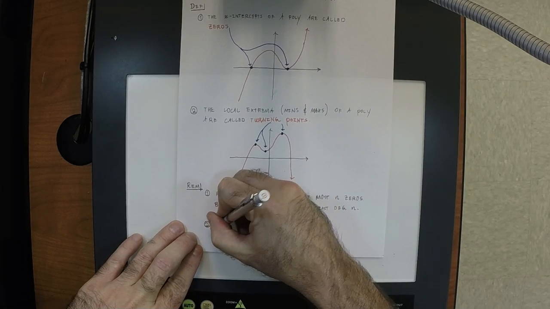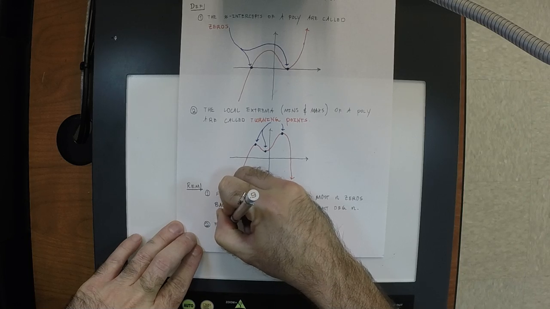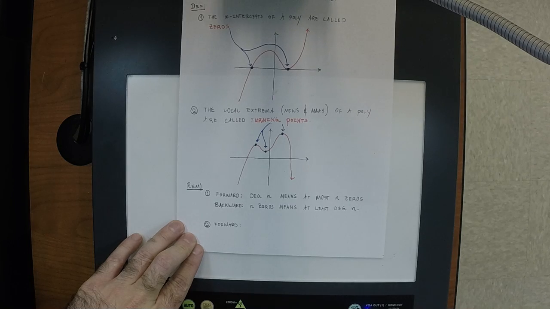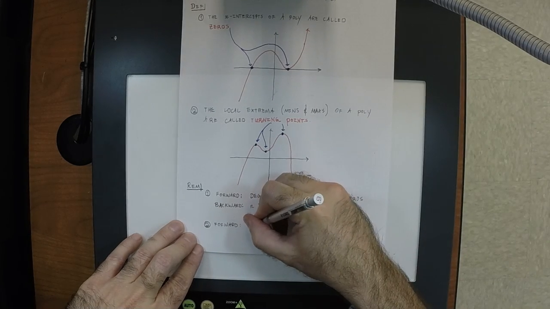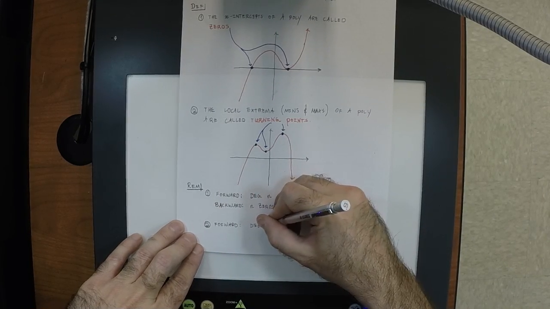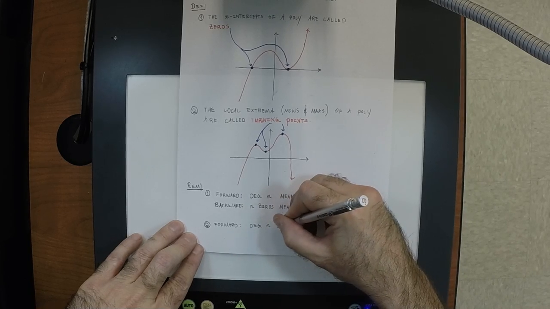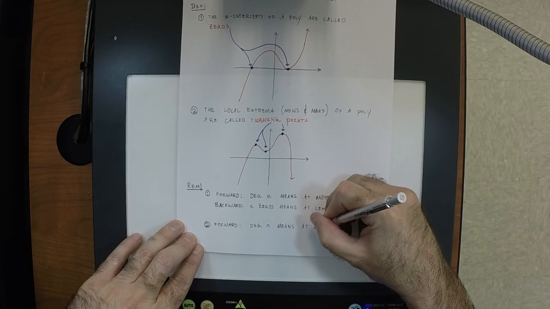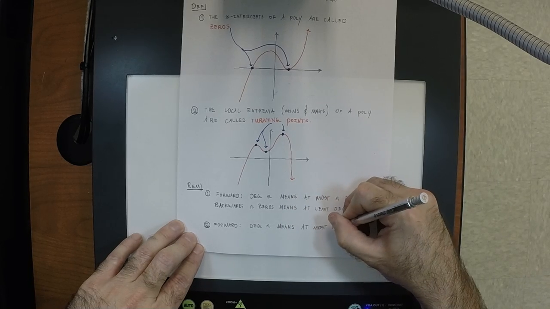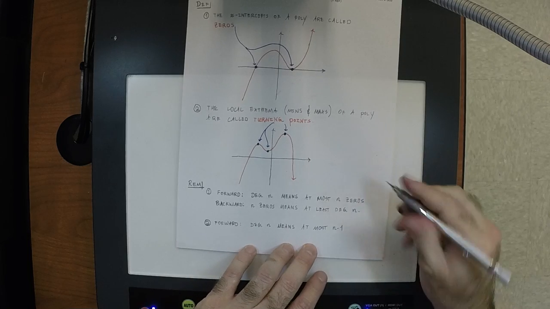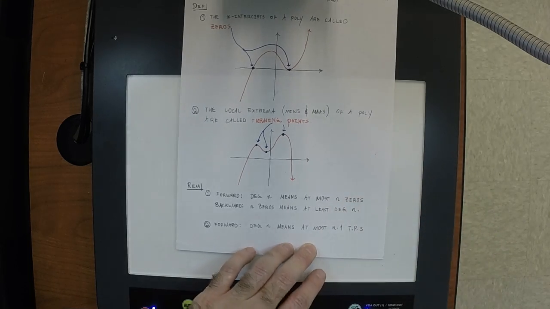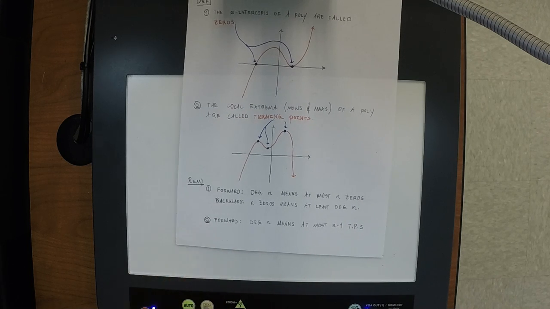The forward version of the next one. Degree n means at most n minus 1 turning points. Okay.